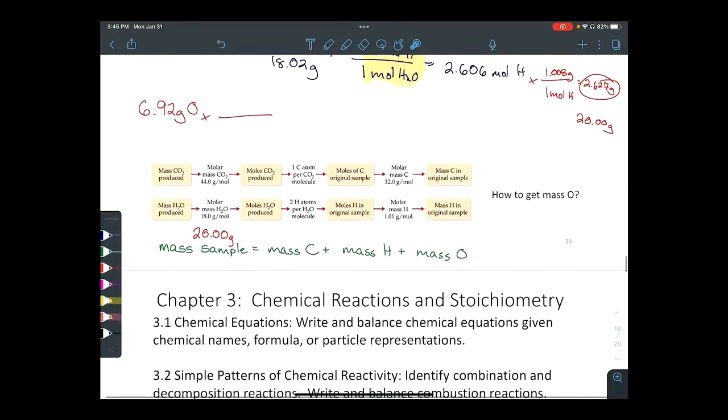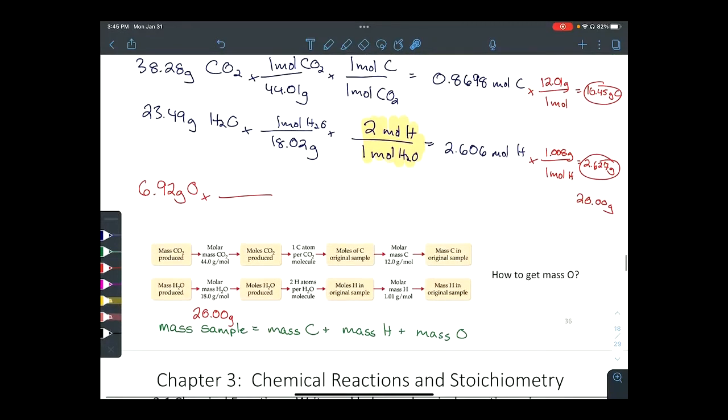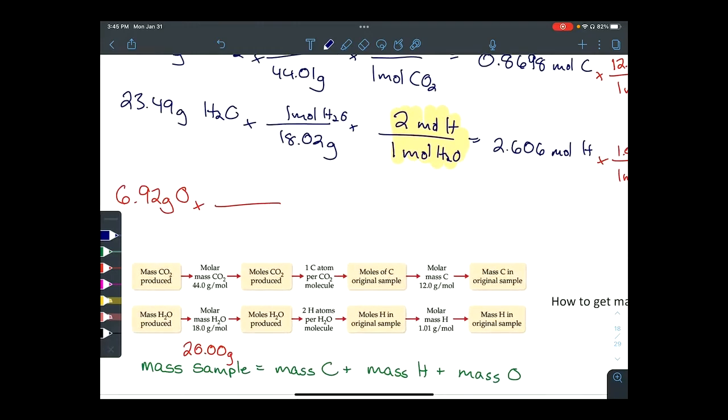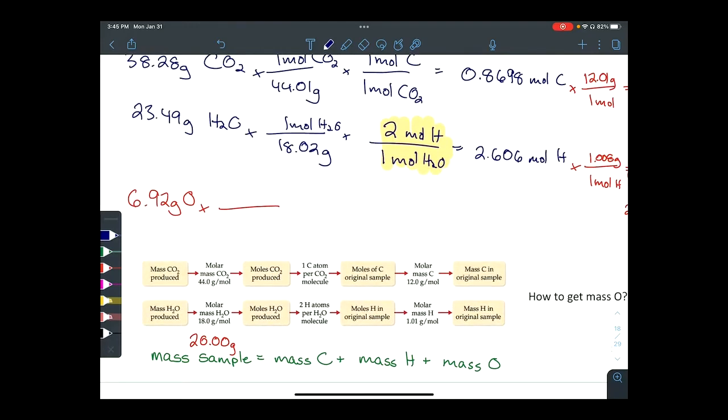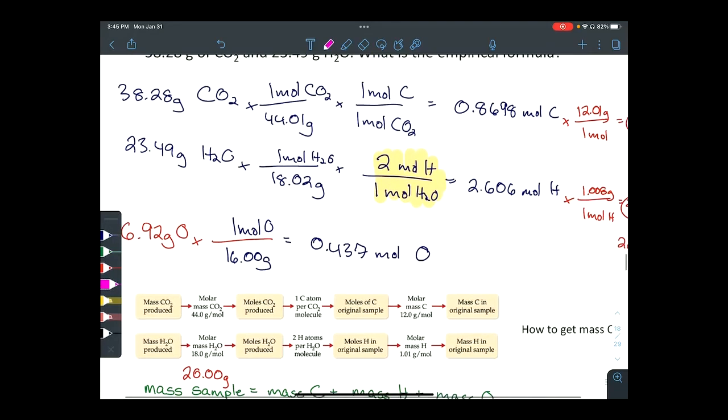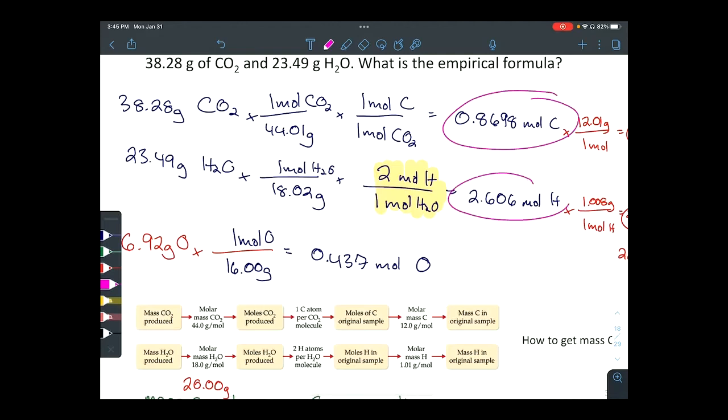All right, so let's go back. Does everyone know how I got this 6.92? Okay, good. Then we keep going. 16.00 grams is 1 mole of oxygen, and then bam, that gives me moles of oxygen: 0.437 moles of oxygen. So we have all the pieces needed to get the empirical formula, with moles of carbon, moles of hydrogen, moles of oxygen.